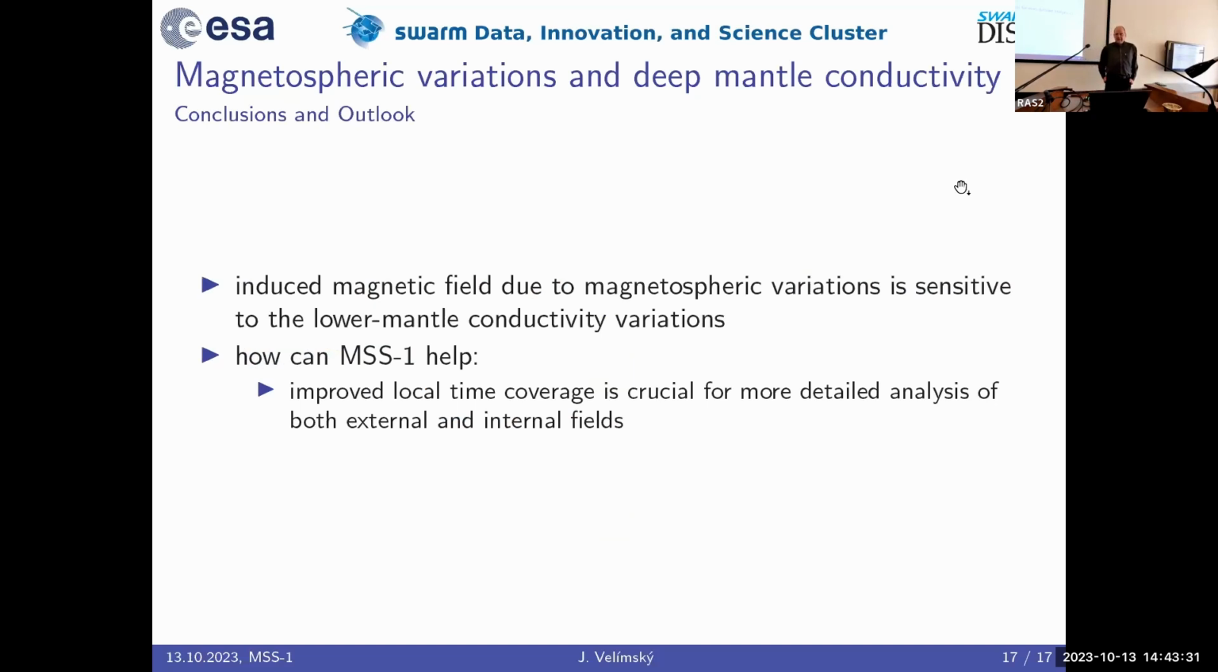So definitely the magnetospheric field variations are able to probe the conductivity of the deep mantle. I think now it's also doable in 3D on these large scales. And MSS1 will be crucial, especially thanks to this improved local time coverage, to increase the spherical harmonic degree of the analysis of the external and internal field. Because we are working in spatial and temporal bands where you need resolutions in terms of spherical harmonics ideally up to degree 5, 6, maybe 10, with time sampling of hours: 1 hour, 2 hours, maybe 4 hours. And this is impossible to do just with Swarm. You need more satellites at the same time. Thank you very much.